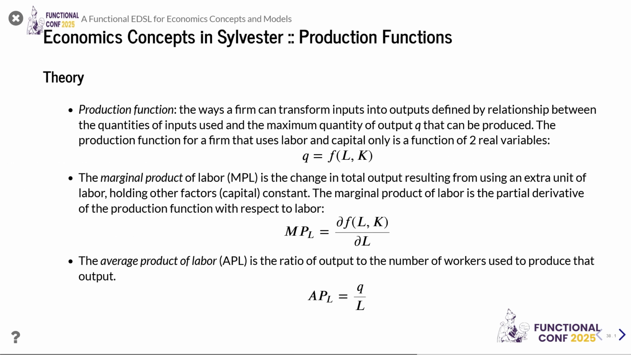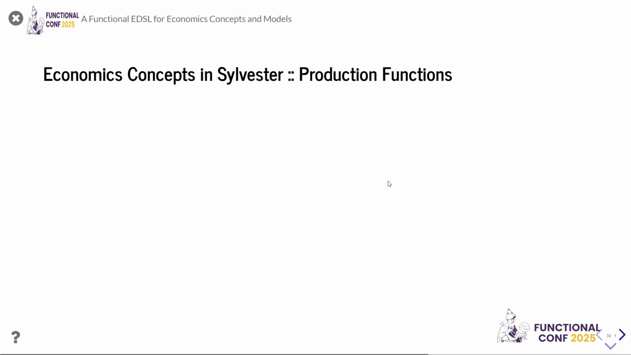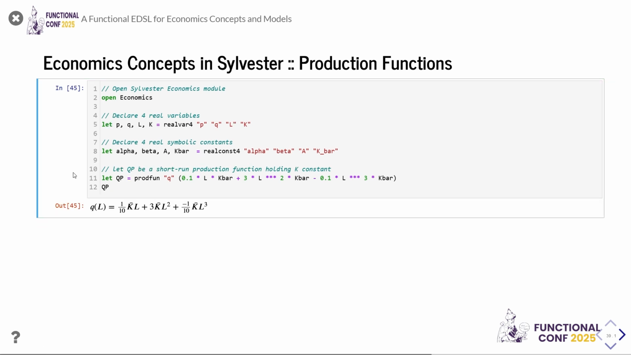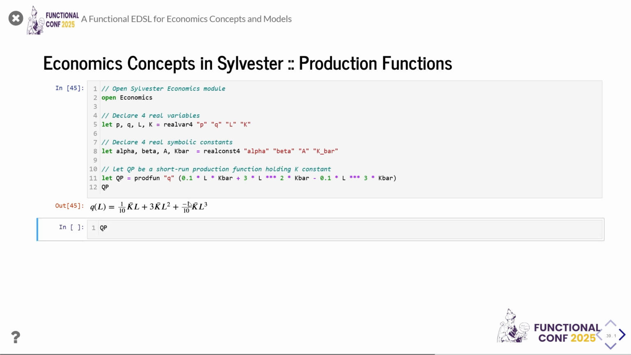Okay, so first of all, let's talk about production. A production function is basically a function that says how a firm takes inputs like labor and capital and produces items from this. Typically, it's a two-variable function. And you have these different measures like marginal product of labor, which is just the first derivative, then average product, which is just the function over the variable L. So let's open our Sylvester economics module, and we can define our QP, a production function here. So we're using the different types from Sylvester to define a production function.